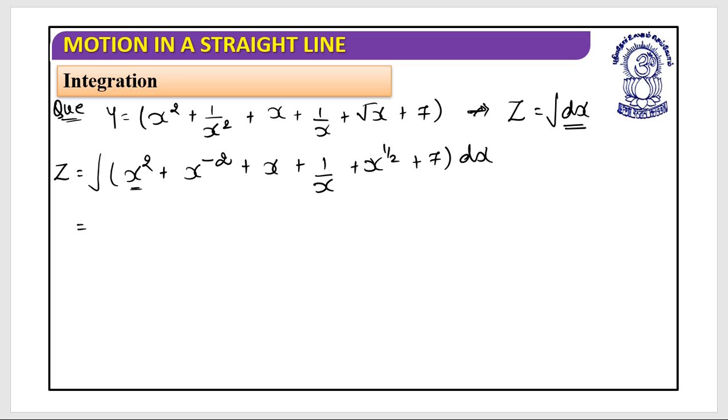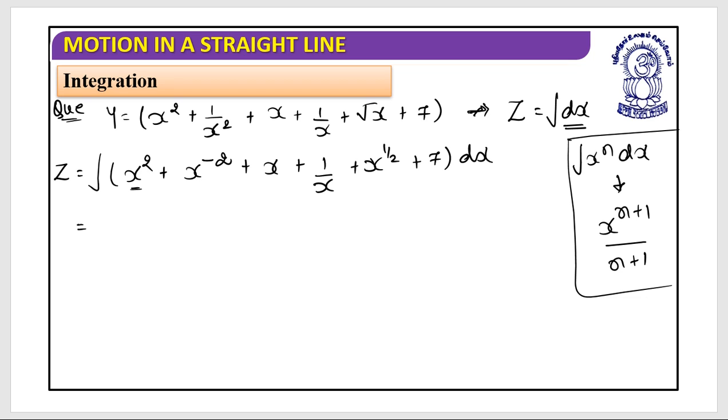You should have this formula in the back of your mind: integration of x to the power n dx, I will add one to the power and divide by the same number. So this is integration of x to the power 2, so this is x cube by 3, plus x to the power minus 2 plus 1 divided by minus 2 plus 1. Yes, this is x to the power 1.